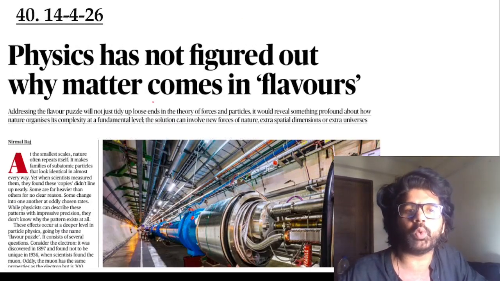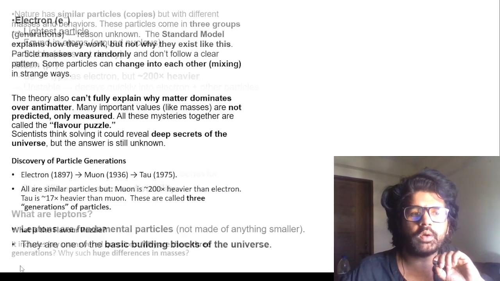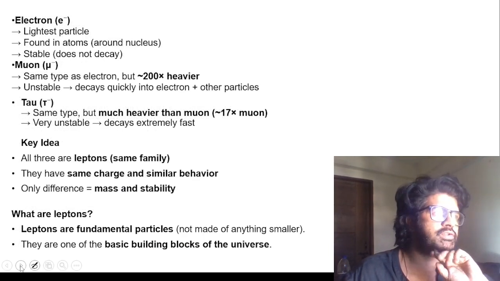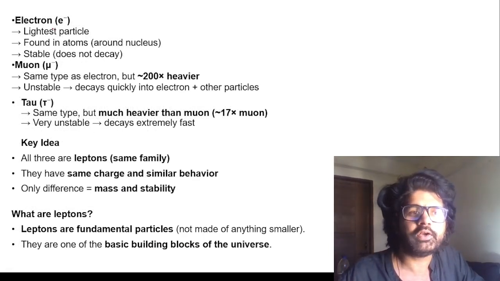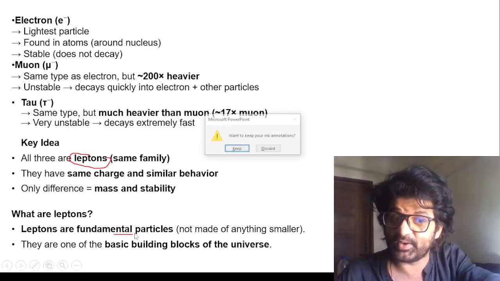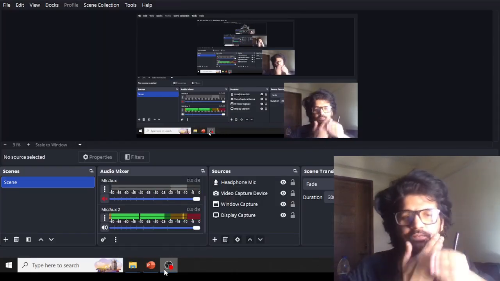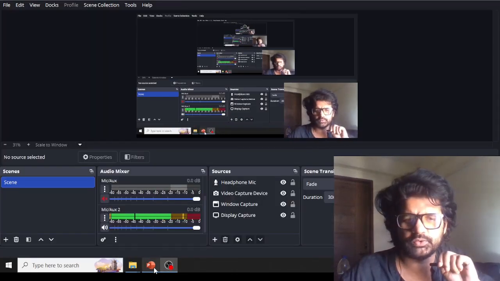Next, a similar kind of article. Physics has not figured out why matter comes in flavors. Here they will talk about something other. We have just seen proton and neutrons. They are made of quarks. Electron is a type of lepton. Again, lepton is a fundamental particle. That means you cannot break it down further.